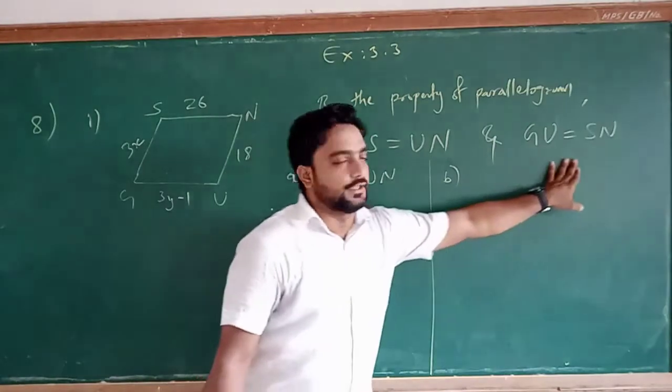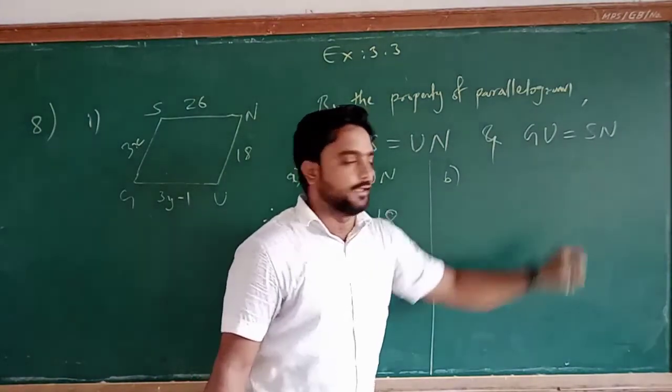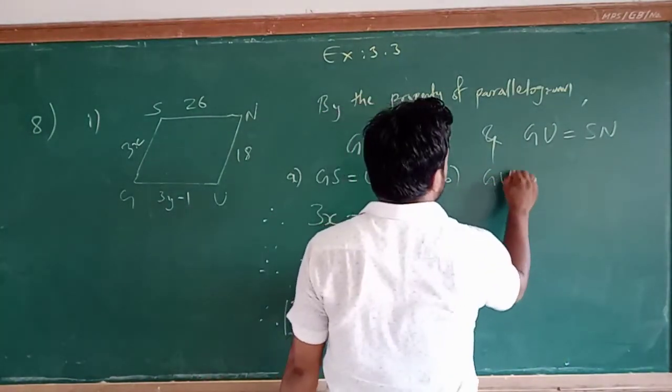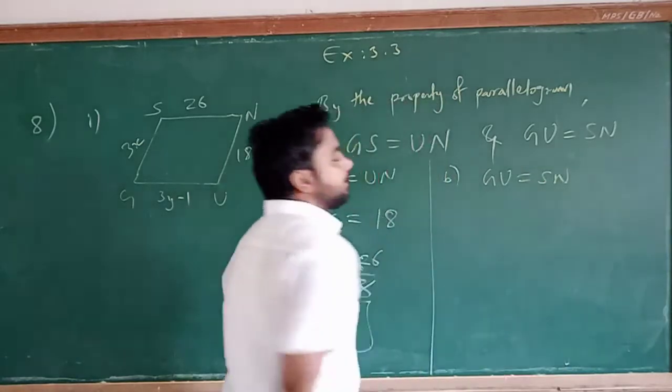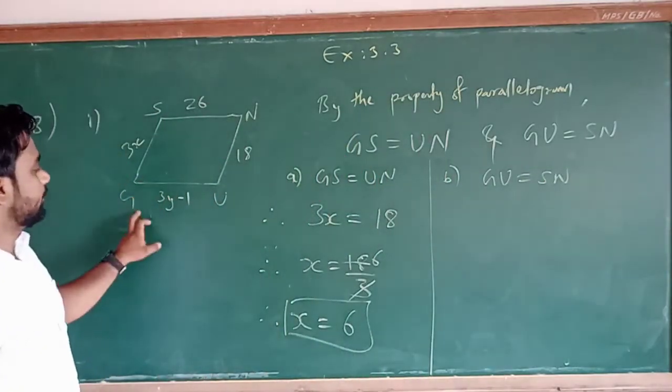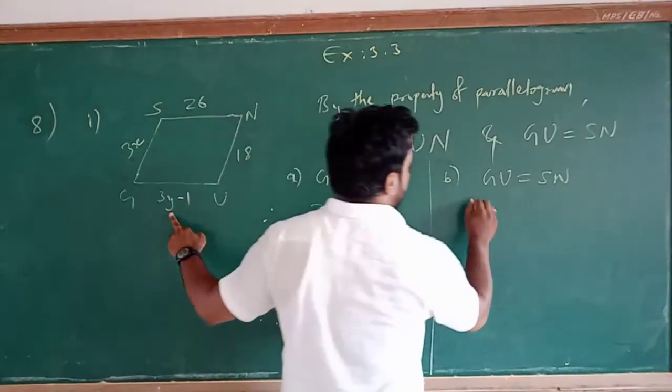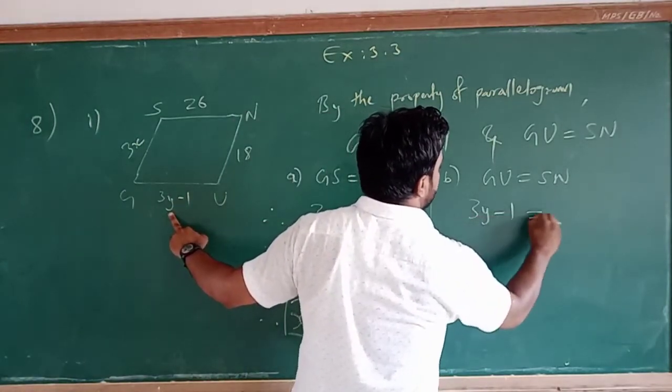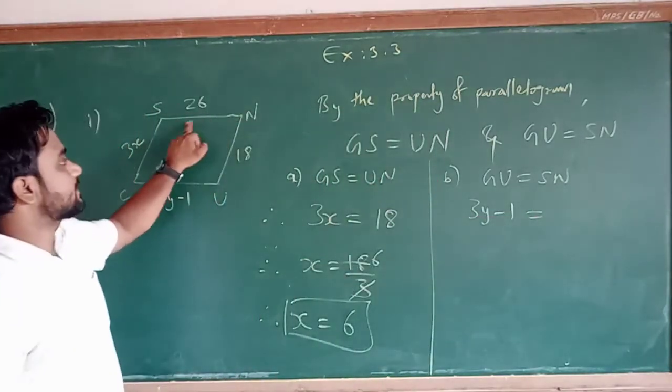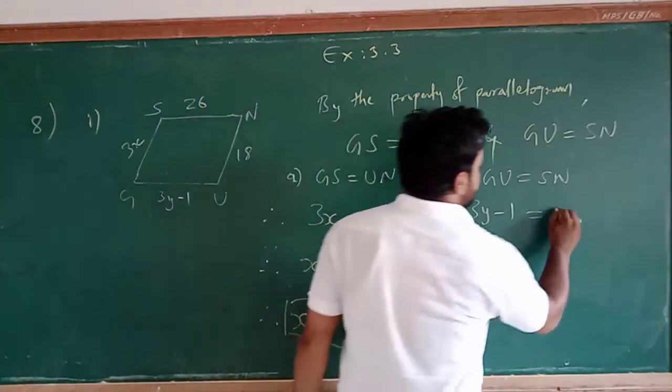Now we will use the another pair in order to find the value of y. So GU is equal to SN. Okay. So what is the value of GU? That is 3y minus 1 is equal to SN. That is equal to how much? 26.